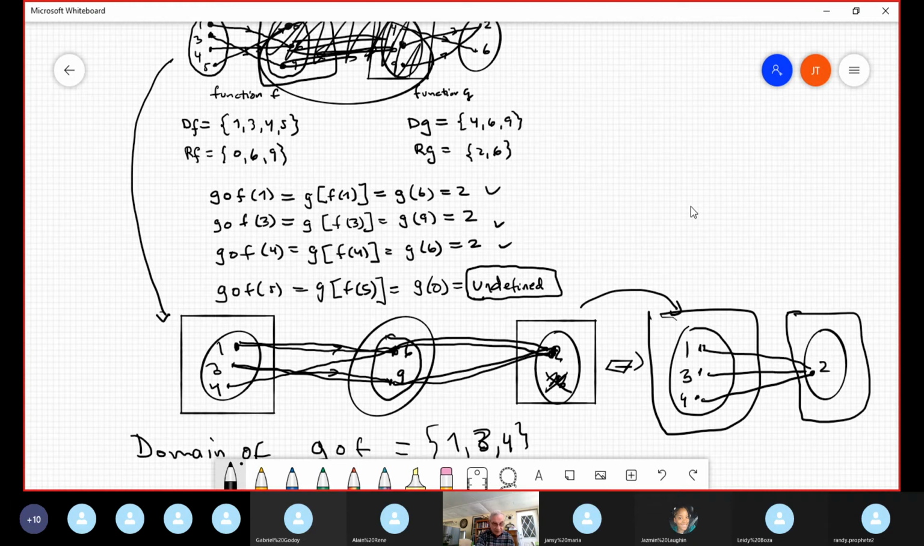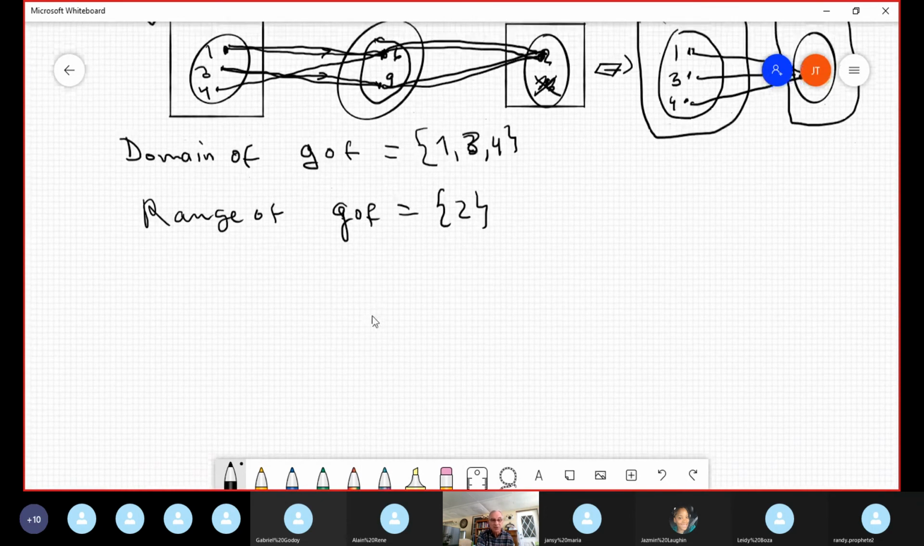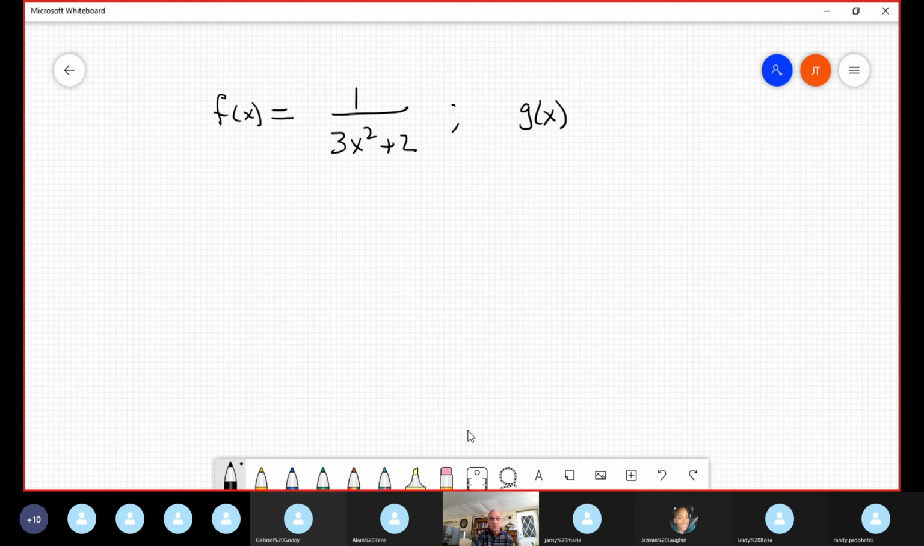Okay. Let's see the same idea, but not using that diagram that you don't like. Using the function, using the expression of the composition. Look, this is another typical example in which two functions are given. Suppose f is 1 over 3x squared plus 2, semicolon, and g is square root of 5x plus 4.